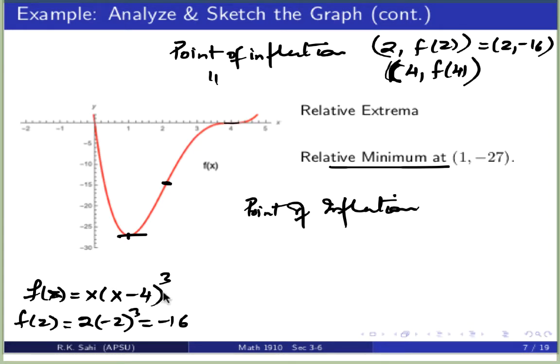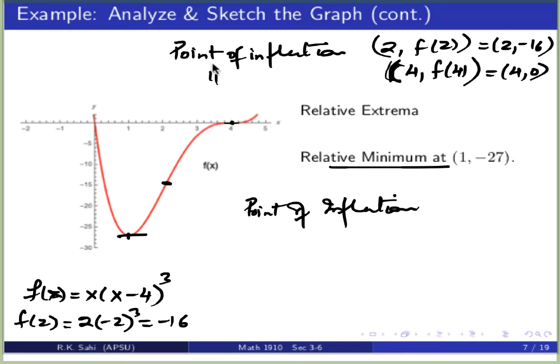So the values for the inflection point are 2 and minus 16. What about 4? f of 4 is 0. You can already see that because when you plug it in here, 4 times 0 is 0. So its point of inflection is 4 and 0. Okay, so here you have the graph and we have got all our information.